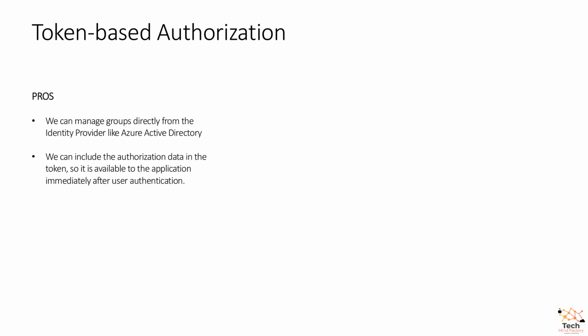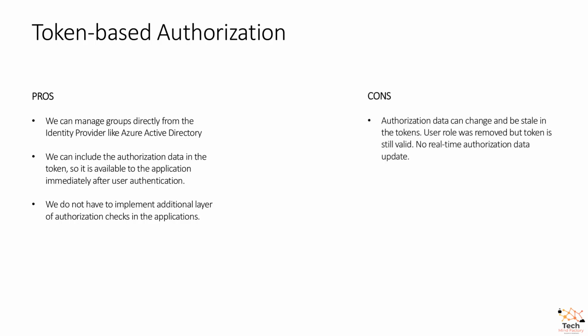Authorization data is immediately available for the application, for the resource, once the user is authenticated. We do not have to implement an additional layer of authorization checks in the applications. That's another big advantage. The application will only have to look into the token's content and decide whether a user is authorized. But there are some disadvantages of this approach. One of the biggest disadvantages is that authorization data can change and then be stale in the tokens. A user role was removed, but the token is still valid. So there is no real-time authorization data update.